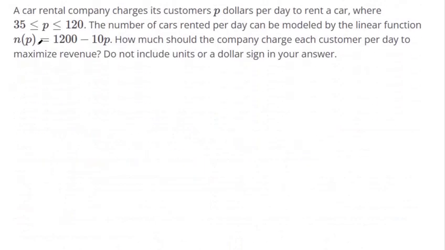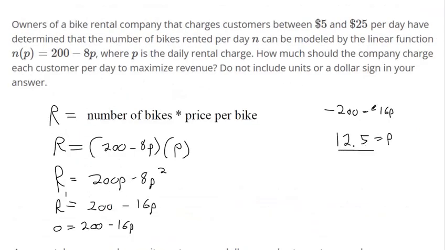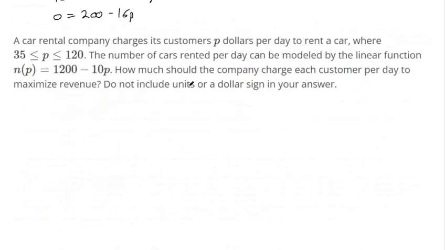Okay, similar problem. This one's done the same way though. They're just saying here's the constraints. Your price can't dip below 35. It can't go above 120. I don't think. Yeah, 12.5 is exactly in the middle, so we're all set there.